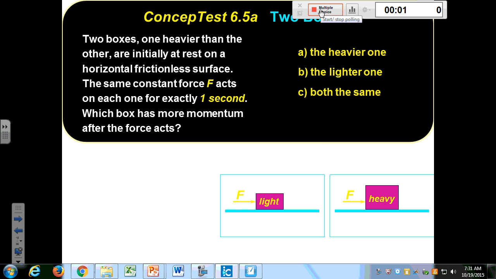Let's see, so two boxes, one heavier than the other, initially at rest on a horizontal frictionless surface. You have the same constant force that acts on each for 1 second. Which has more momentum after the force acts? So you have the same force F here that acts on the light and the heavy box. Which has more momentum?